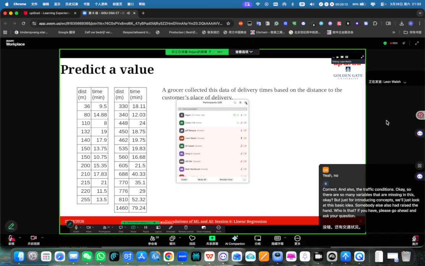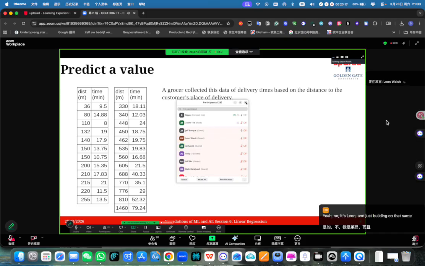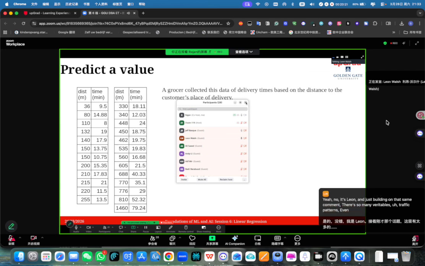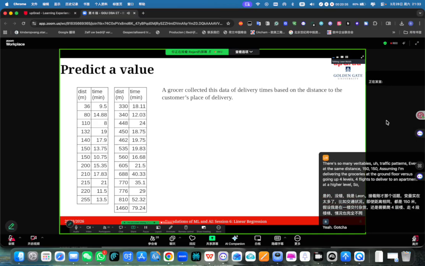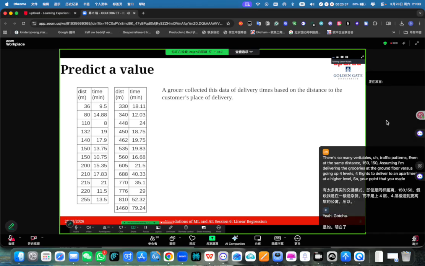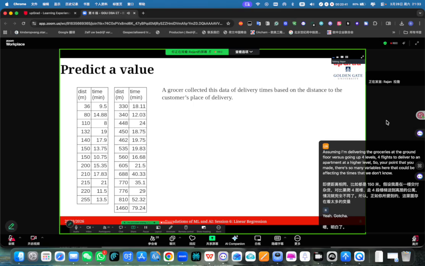Yeah, it's Leon. And just building on that same comment, there are so many variables, traffic patterns, even at the same distance, 150. Assuming I'm delivering the groceries at the ground floor versus going up 4 flights to deliver to an apartment at a higher level. Right. So your point is that there are so many variables here that could be affecting the times that we don't know. Right. That was my point.